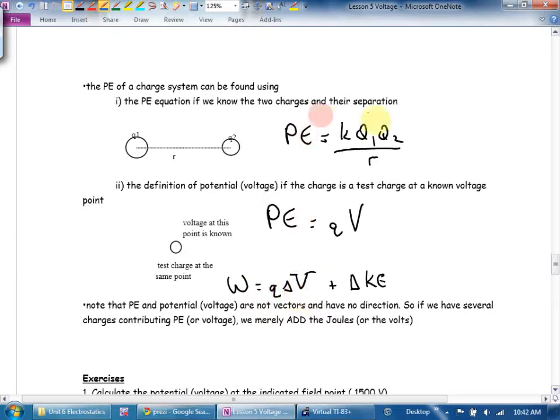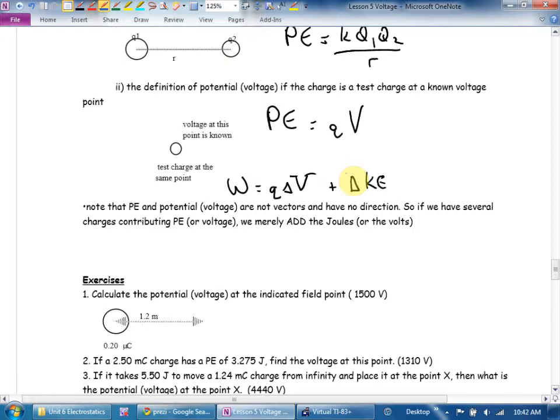Note, potential energy and potential voltage are not vectors and have no direction. So if we have several charges, we just add the joules or the volts.